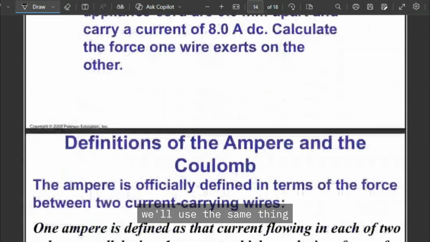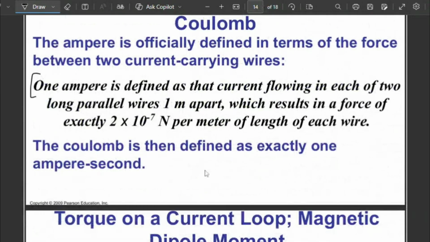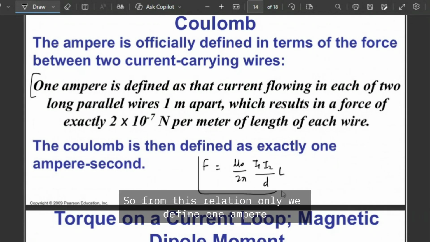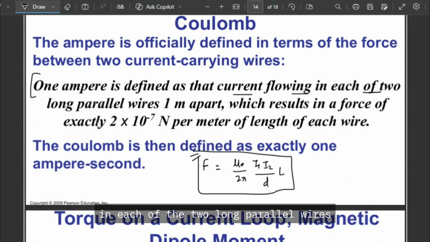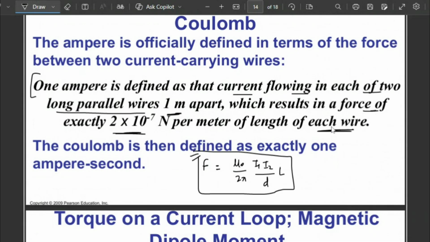Another question is there, we'll use the same thing. Now this is the definition of 1 ampere, which we got from the relation which we found on the slide. So it is mu naught upon 2 pi I1 I2 over d into L. From this relation only we define the value of 1 ampere. So 1 ampere is defined as the current flowing in each of two long parallel wires which are 1 meter apart, resulting in a force of 2 times 10 to the power minus 7 newtons per meter of length of each wire. So from this statement only we got this definition of 1 ampere.